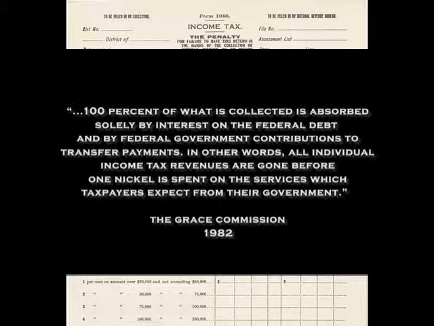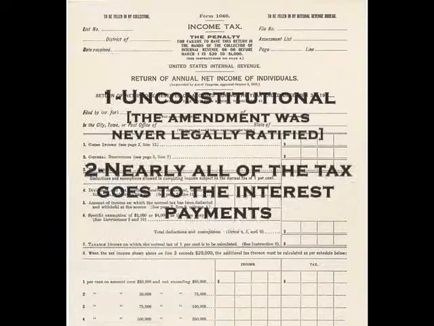In other words, all individual income tax revenues are gone before one nickel is spent on the services which taxpayers expect from their government. Today, the money Americans make working 3 months out of the year goes almost entirely to the interest fees charged for the debt-based fiat currency. The fact is, the federal income tax exists to feed the Federal Reserve and federal government money machine, making sure the interest payments are always there.